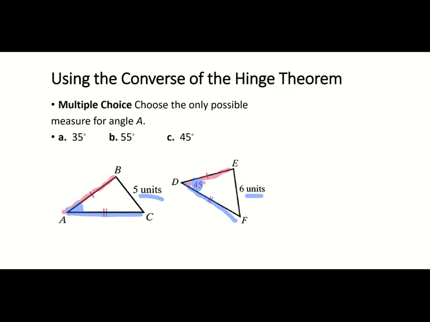That means that for angle A, because 5 is smaller than 6, this angle is going to have to be smaller than 45 degrees. So if I look at my three choices, 55 is definitely out. It can't be 45 because it can't be the same, unless this was 6 units, it would be 45, but it's not, it's smaller. So that only leaves 35. It has to be 35 degrees.